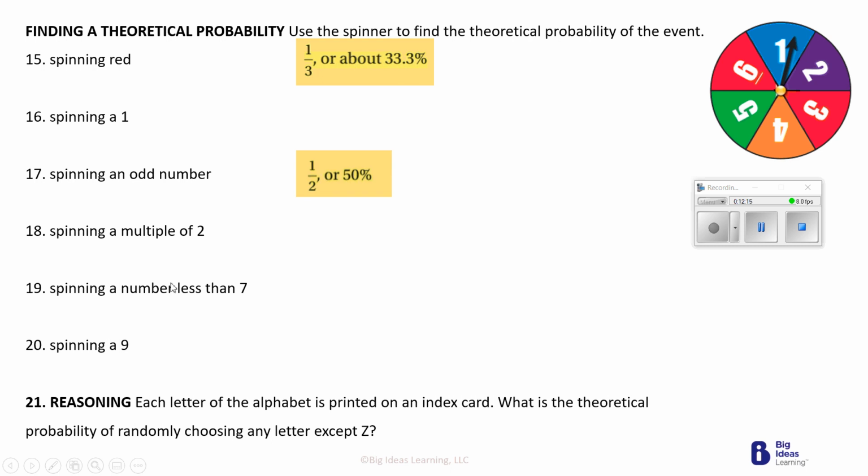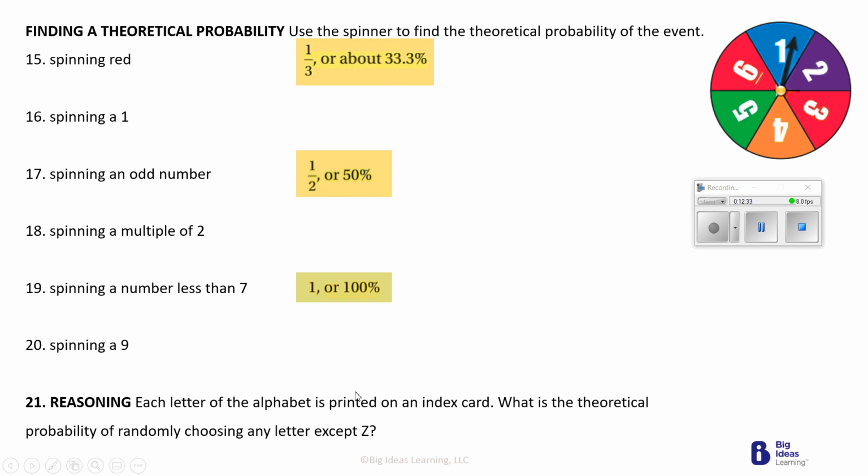And then there's number 19, spinning a number less than 7. Well, all these numbers are less than 7. So that's a 100% chance that we're going to spin a number less than 7. 100% chance, or the number 1.